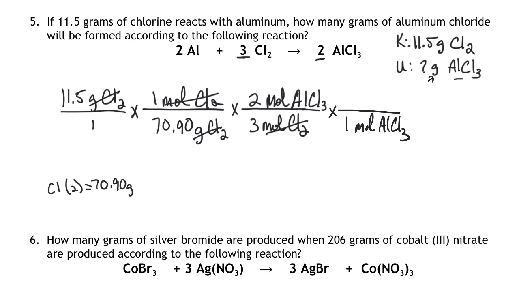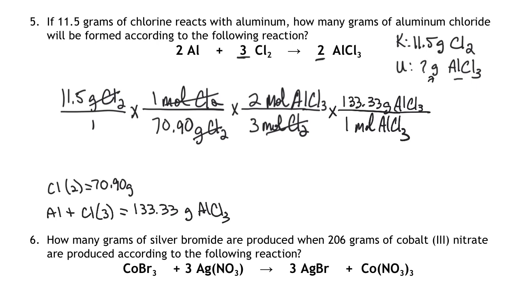And I have to go ahead and calculate the weight of that. And of course that's going to be aluminum plus chlorine, and we're going to have 3 of those. And by my calculations, I have 133.33 grams of aluminum chloride. So I can take that number and just pop it right up here. Now, these are canceling off and that's canceling off, and I'm left with grams of aluminum chloride, which is what I need. So now I'm ready to put it in my calculator and figure my answer.